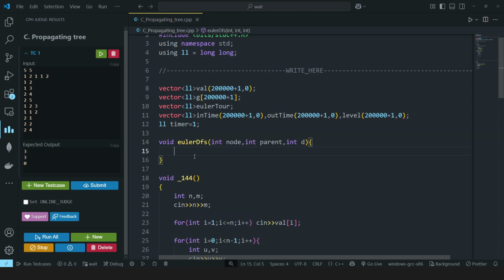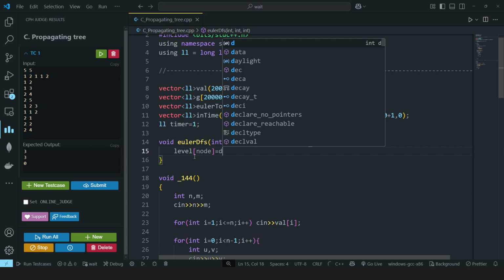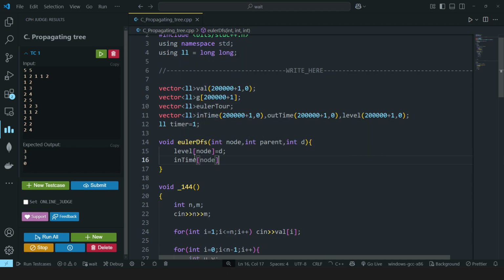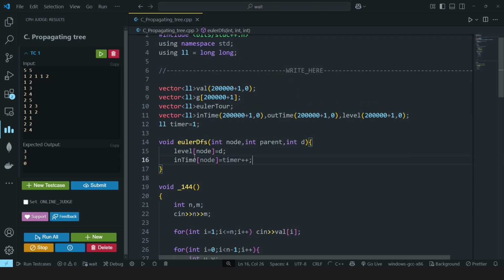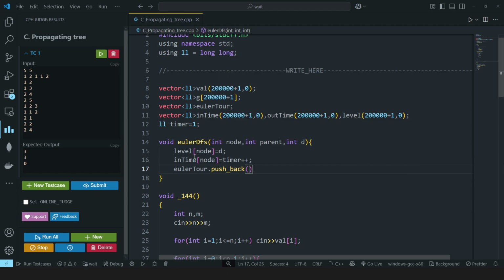I will say here that the level for this node will be equal to this d, right? And the in time for this node will be equal to this timer plus plus, because every time some timer value is stored in a node, it will get increased by 1. Also, the Euler tour array will hold this current node because it is getting visited for the first time.